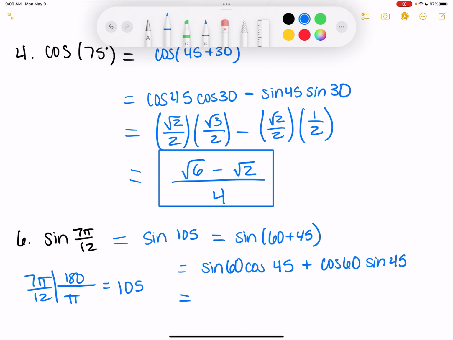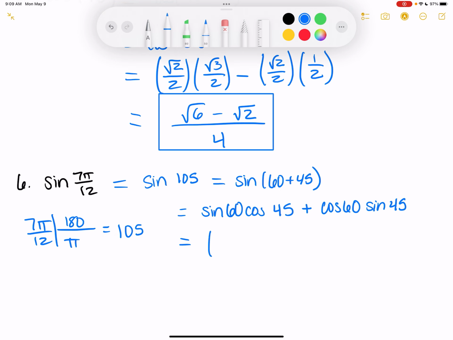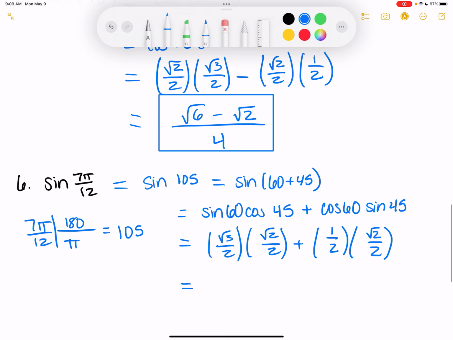Square root 3 over 2 times square root 2 over 2 plus the 1/2 times square root 2 over 2. So then, same thing as last time, square root of 6 plus square root of 2 over 4.